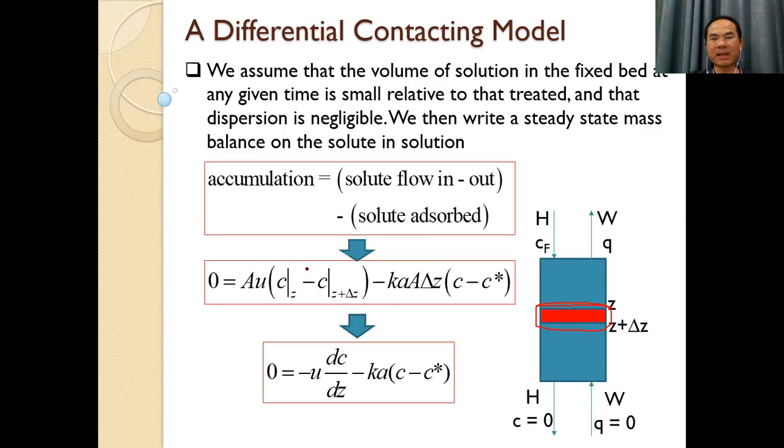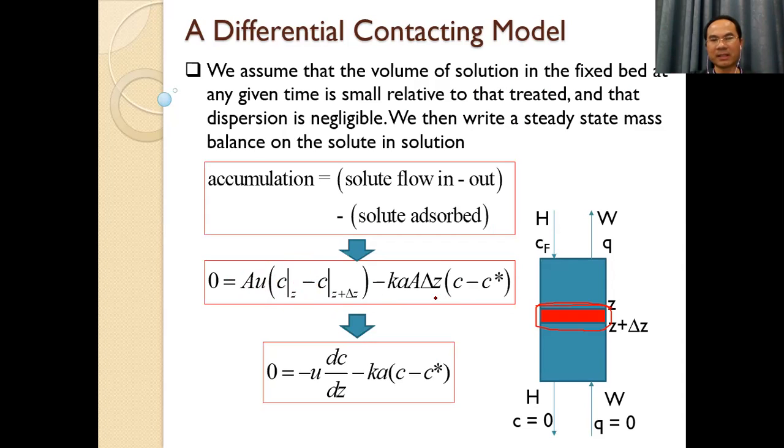You have to multiply with volume. A is the cross-sectional area. U is the velocity. This is the volumetric flow rate. Volumetric flow rate multiplied by C, you get the mass rate. Okay, this is the mass rate.